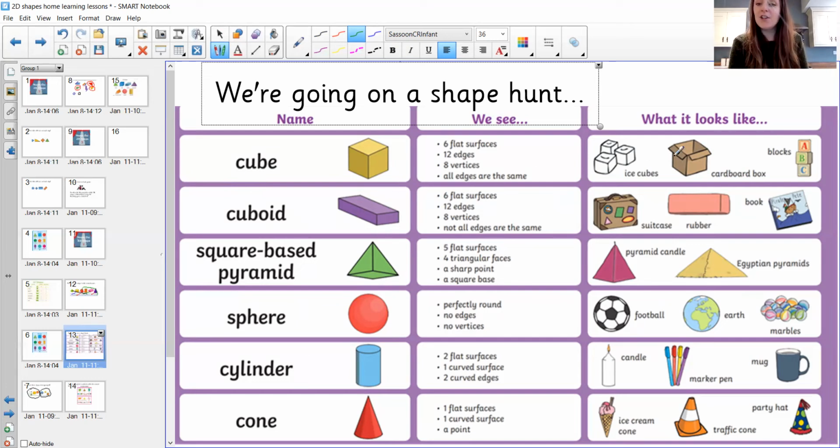Over here, I've shown you some real things that you might be able to find, 3D things in real life, and what the shapes are. So I'm in my kitchen to play my game, and I'm going to send you off to play your own game in a minute. So the game is we're going on a 3D shape hunt. Bit like a bear hunt, but for 3D shapes.